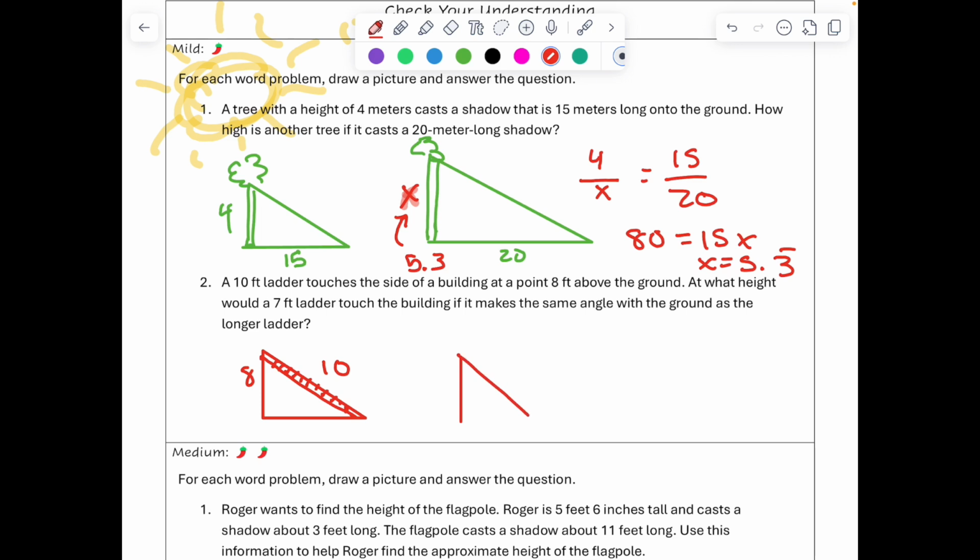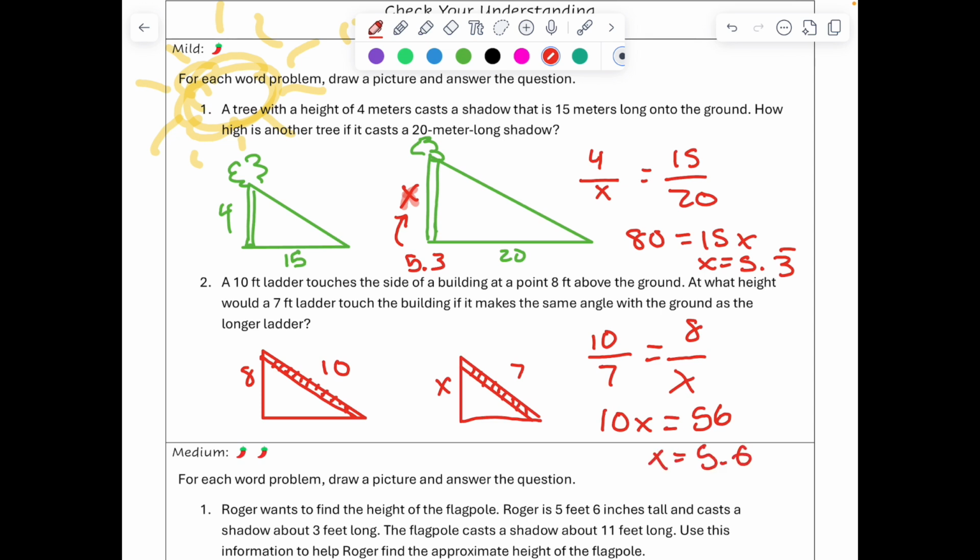So here's our building again. Let's do a 7-foot ladder. And we don't know how high up that would reach, so that's going to be x. Let's do 10 over 7, 8 over x. So 10x equals 56. And so x equals 5.6. The ladder would reach 5.6 feet up the wall.